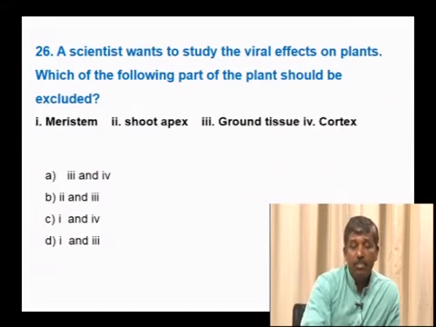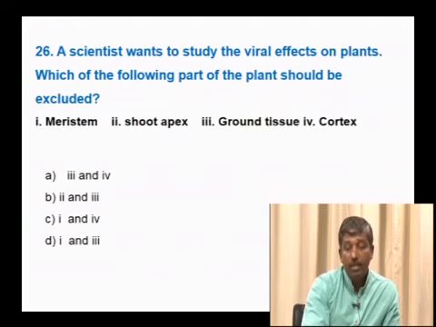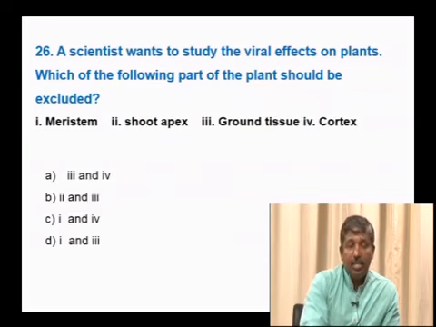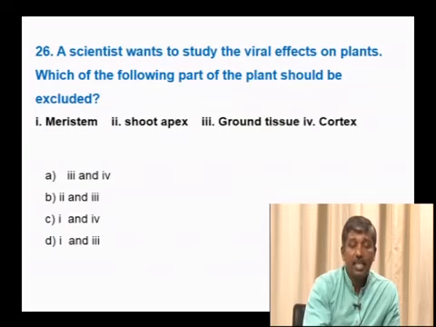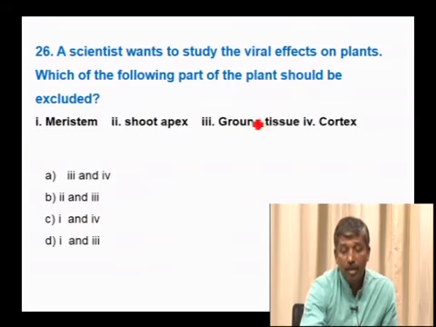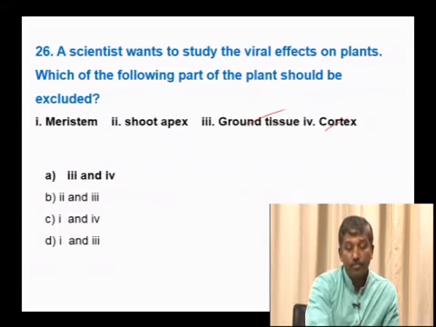Next, a scientist wants to study the viral effects on plants. Which of the following parts of the plant should be excluded? Meristem, shoot apex, ground tissue, cortex. Meristem and shoot apex consist of meristematic cells which are in a state of active division. Hence, the virus cannot multiply in meristem and shoot apex. So, to study this viral effect on plants, the parts to be excluded are ground tissue and cortex. Hence, the option is 3 and 4.